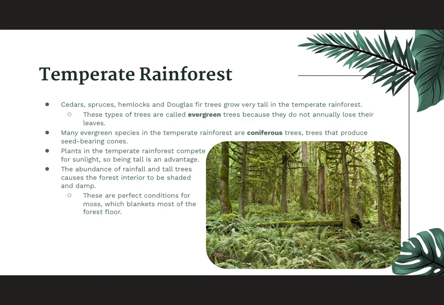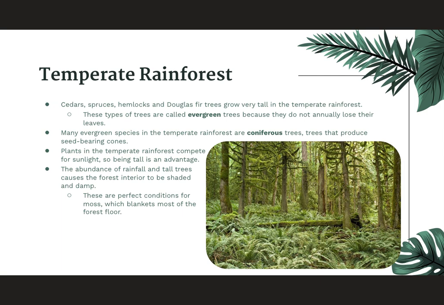Temperate rainforests can contain a variety of different tree species, including things like cedars, spruces, hemlocks, and Douglas fir trees. These grow very tall in temperate rainforests. Many evergreen species in temperate rainforests are coniferous trees, and these are trees that produce seed-bearing cones, and they have the little spiny leaves.